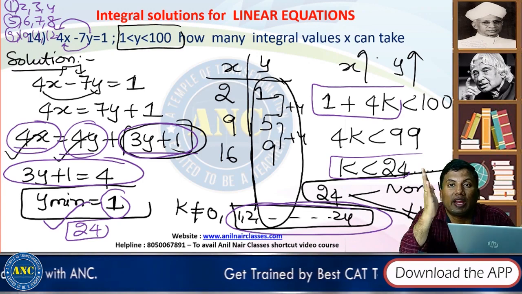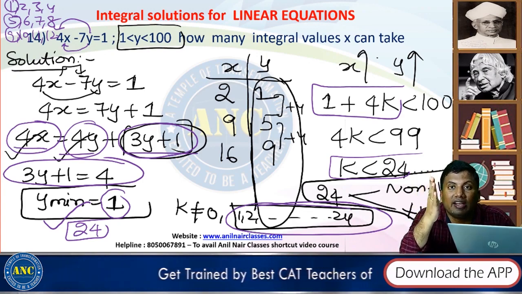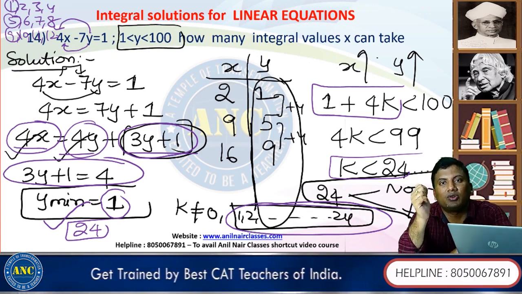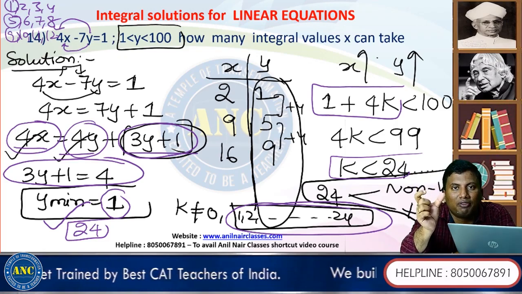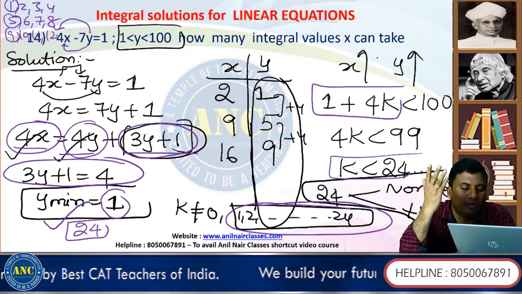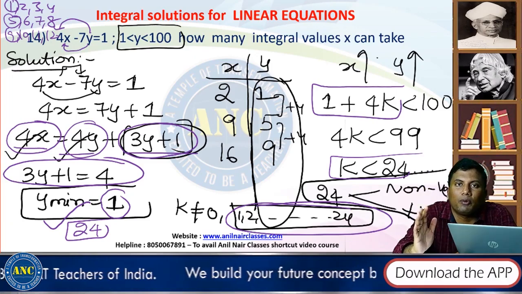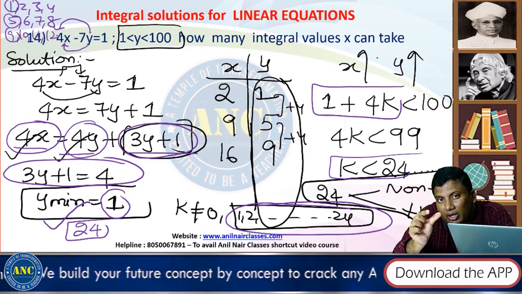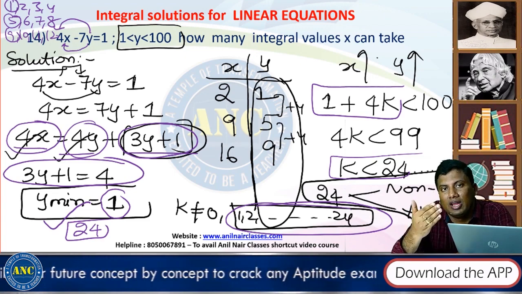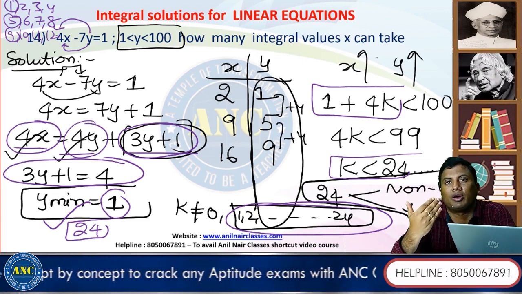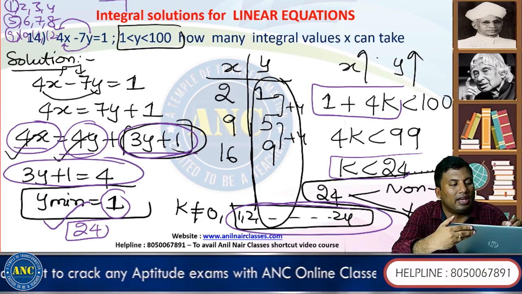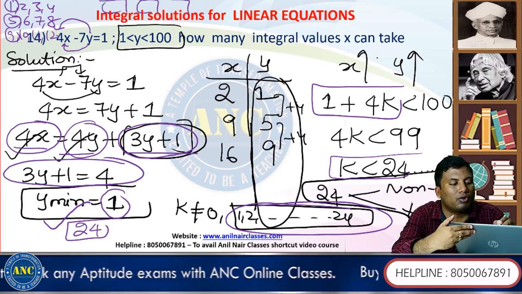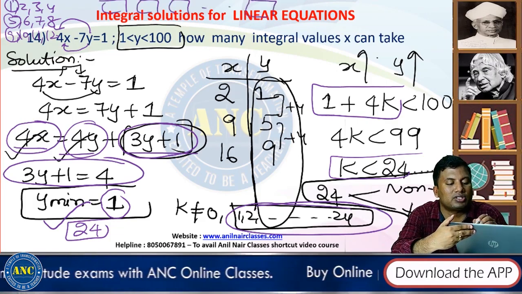From 2 to 99, total 98 values are there. In a group of 4, there exists one value. Answer is 24. I hope it is clear. Y minimum is 1. In a group of consecutive 4, there exists one value. Like that, there are 24 groups of 4.